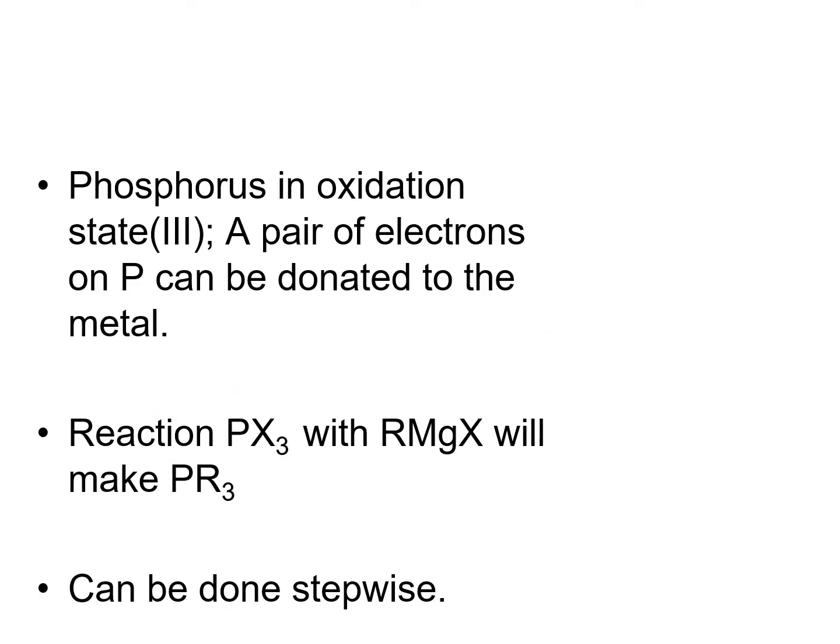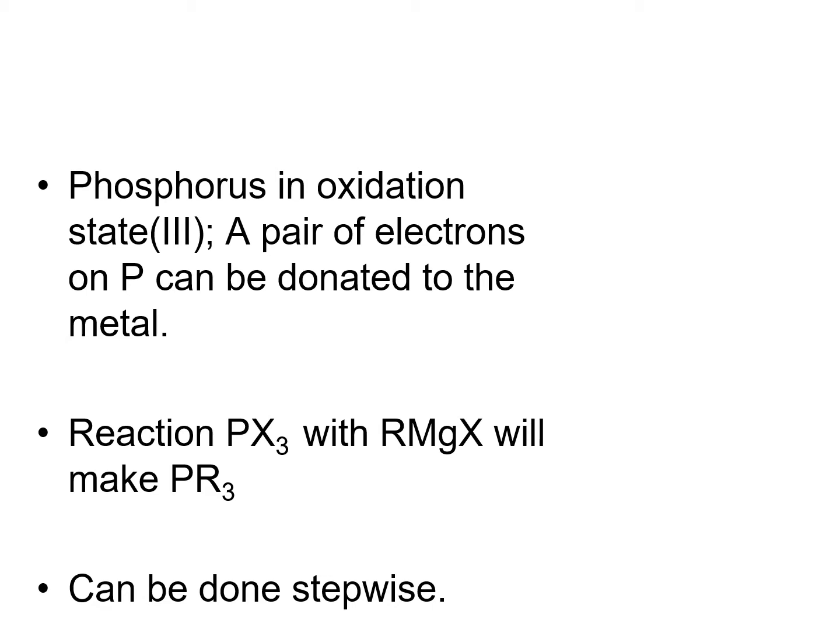Phosphorus in oxidation state 3 is naturally a good electron donor because it has a pair of electrons on the phosphorus which can be easily donated to the metal. And if you remember your periodic table, it's in the same group as nitrogen. And so this pair of electrons is not involved in bonding. Compared to nitrogen, in fact, the pair of electrons on phosphorus can be more readily donated.